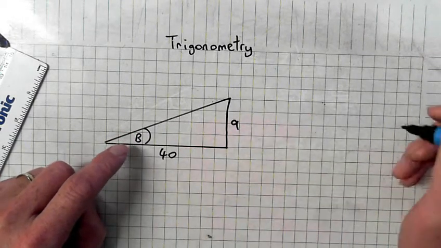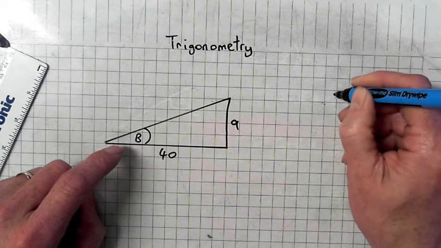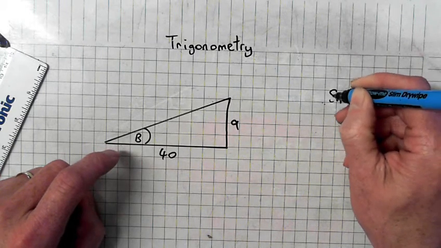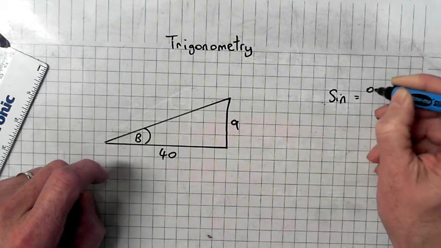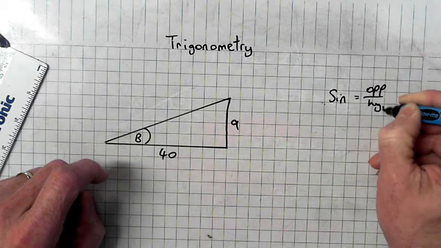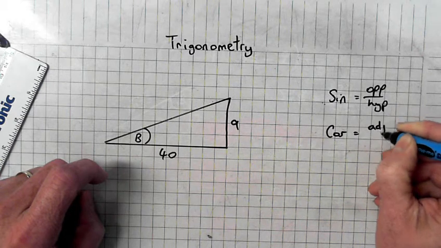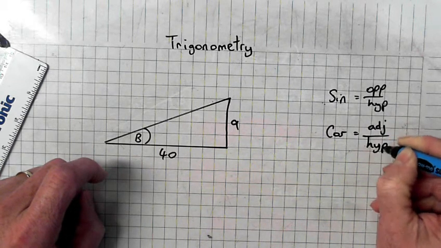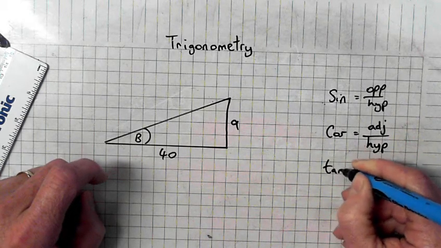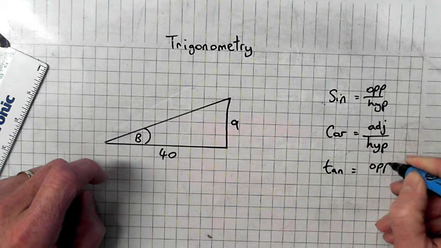That's a 40. Right, so we have 3 formulas. Sine is equal to opposite over hypotenuse. Cos is equal to adjacent over hypotenuse. Tan is equal to opposite over adjacent.